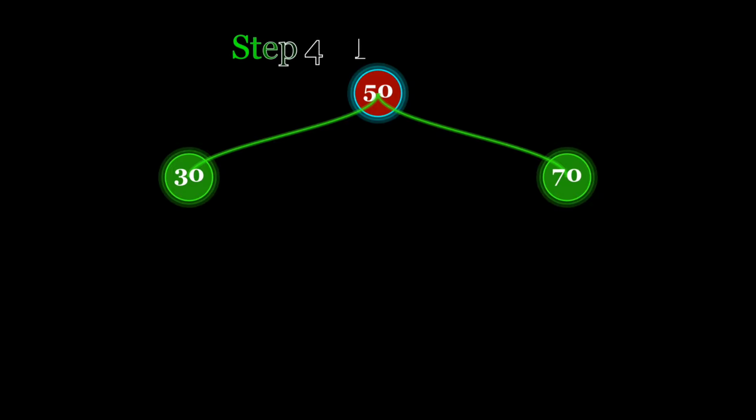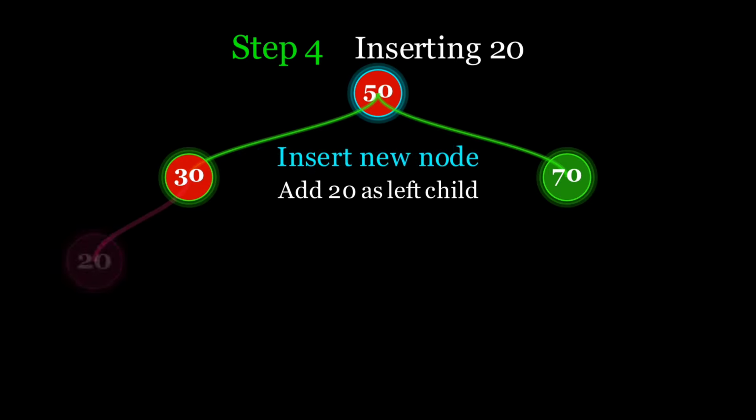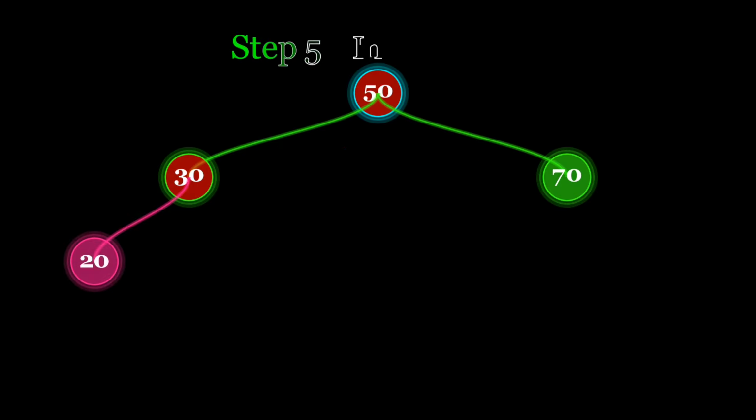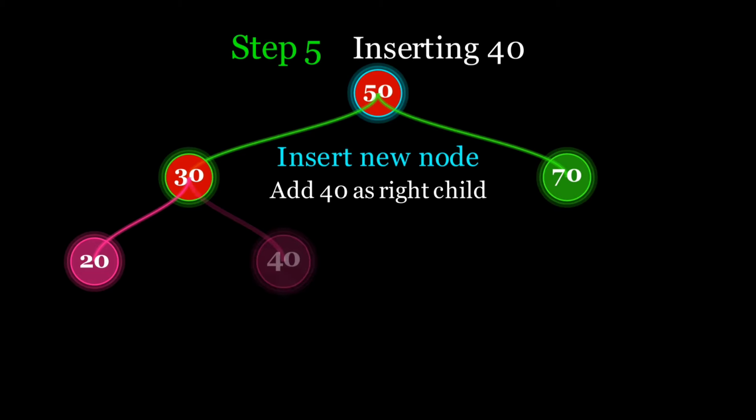Next we insert 20. We start at the root and compare 20 with 50. Since 20 is less than 50, we move to the left child, which is 30. Since 20 is less than 30, it becomes the left child of 30. Now we insert 40. We start at the root and compare 40 with 50. Since 40 is less than 50, we move to the left child, which is 30. Since 40 is greater than 30, it becomes the right child of 30.